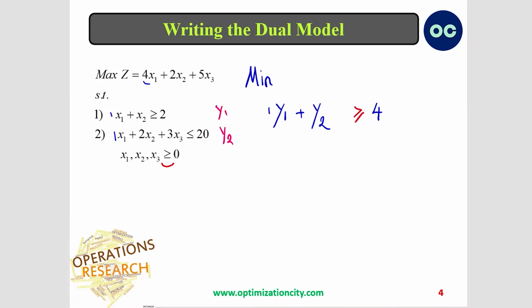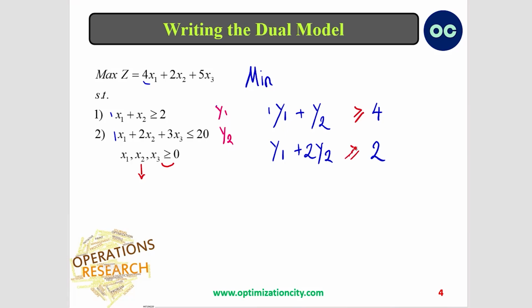Let's construct the second constraint in the dual model. The coefficient of x2 in the first constraint of the original model, that is 1, becomes the coefficient of y1 in the second constraint. The coefficient of x2 in the second constraint of the original model becomes the coefficient of y2, so here 2. And the coefficient of x2 in the objective function, which is 2, forms the right-hand side of the second constraint. Since x2 is non-negative, we have greater than or equal to in the second constraint.